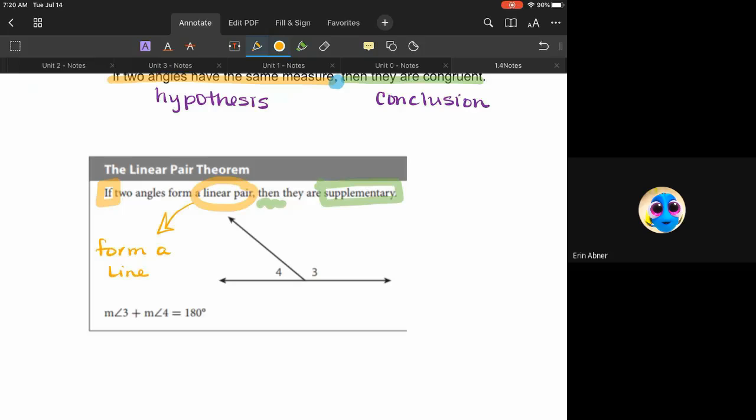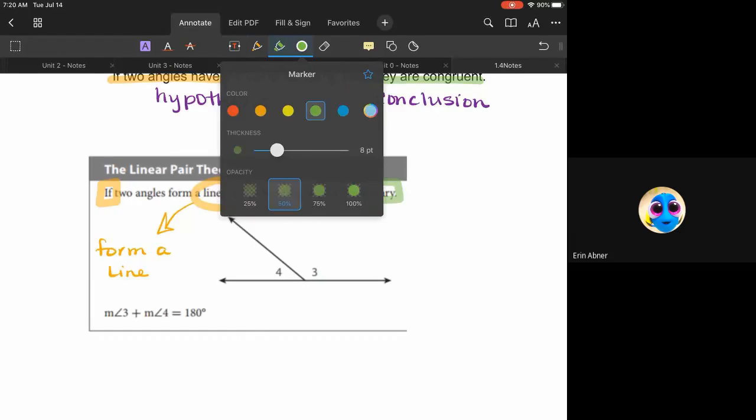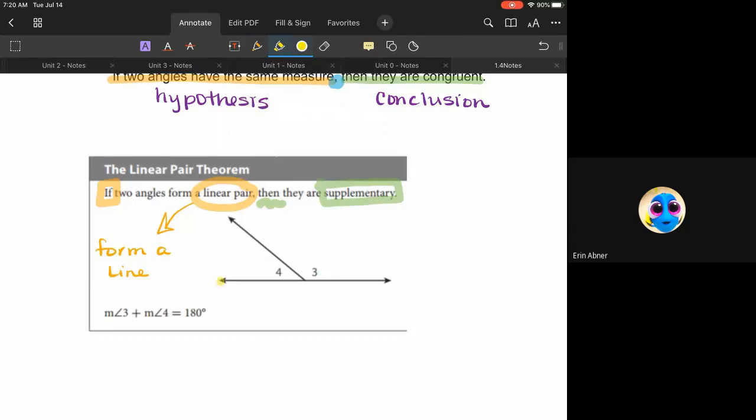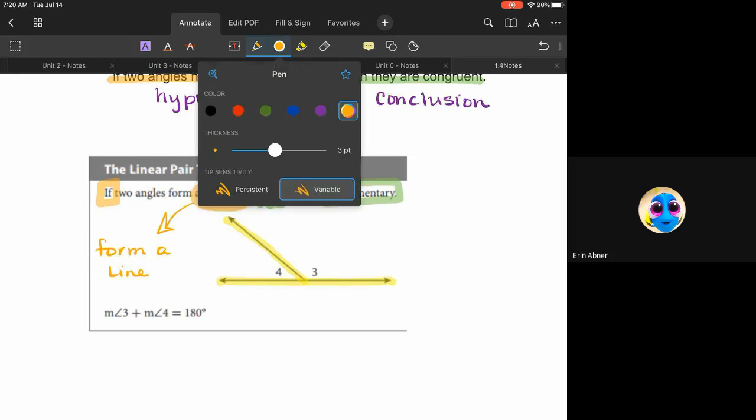Okay, so if they form a line, well, these two angles 3 and 4, let's change to a neutral color. Well, look, they do form a straight line, okay? The line is just split by this side. Cool. Sounds like a plan. All right, so then they're supplementary. Well, let's look into what supplementary is.